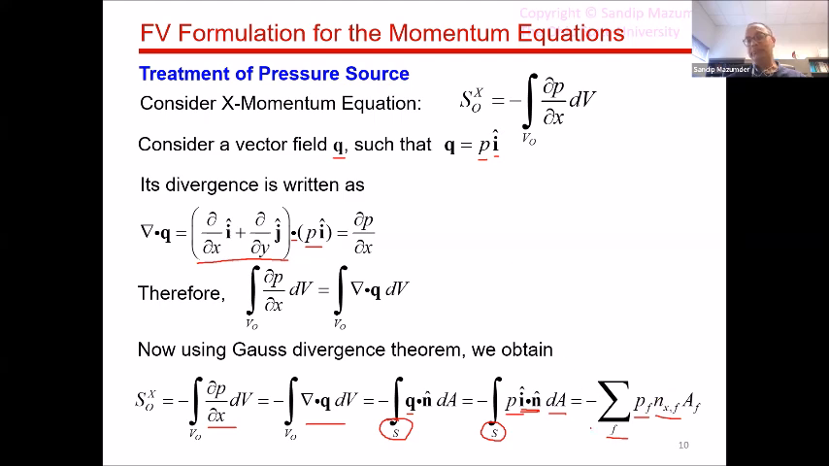It is applicable to any arbitrary control volume shape. It doesn't matter what type of mesh you're using. In 2D, it'll be triangular, quadrilateral, or arbitrary polygon. In 3D, it'll be tetrahedron, prism, hexahedron, arbitrary polyhedron, doesn't matter. Equally applicable.